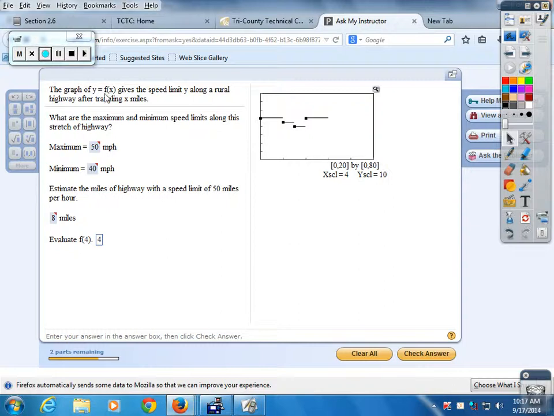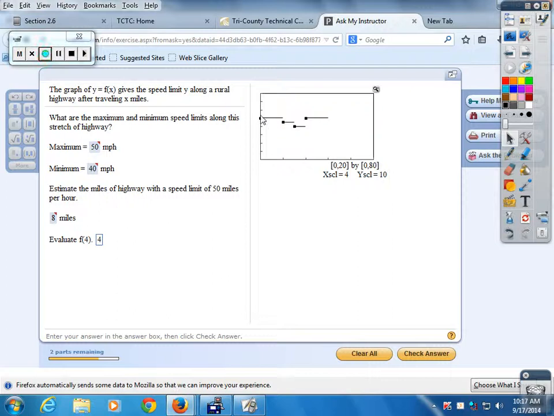The graph of y equals f of x gives the speed limit y along a rural highway after traveling x miles. So the first few miles, your speed limit's up here. The next few miles, it's down here. Then the next few miles, it's down here, and then it goes back. So you must have gone through a little town here. Because what happened to the speed limit?